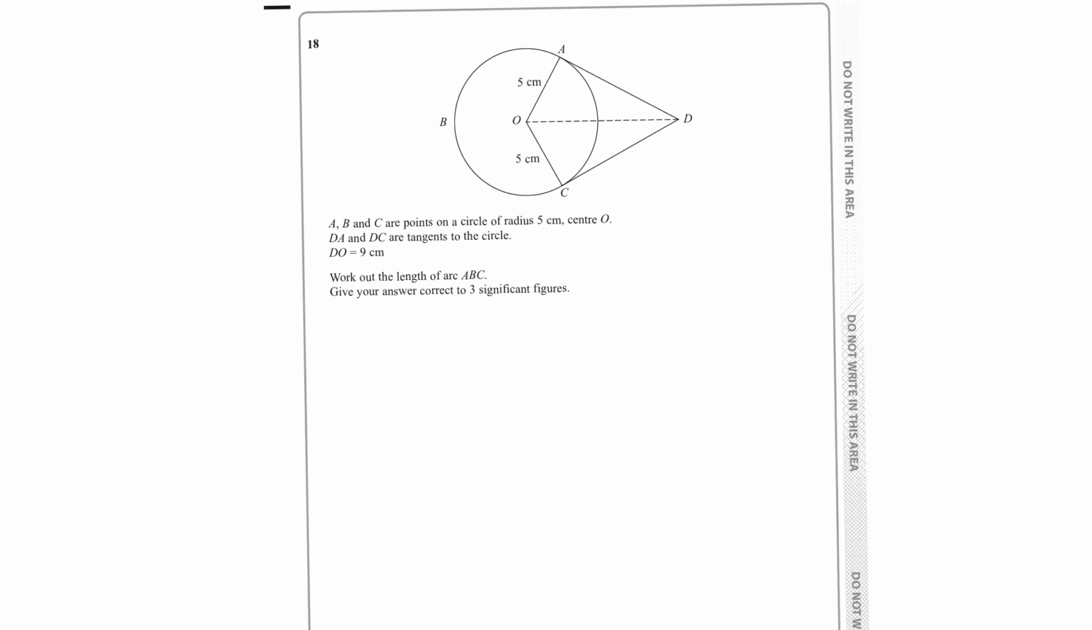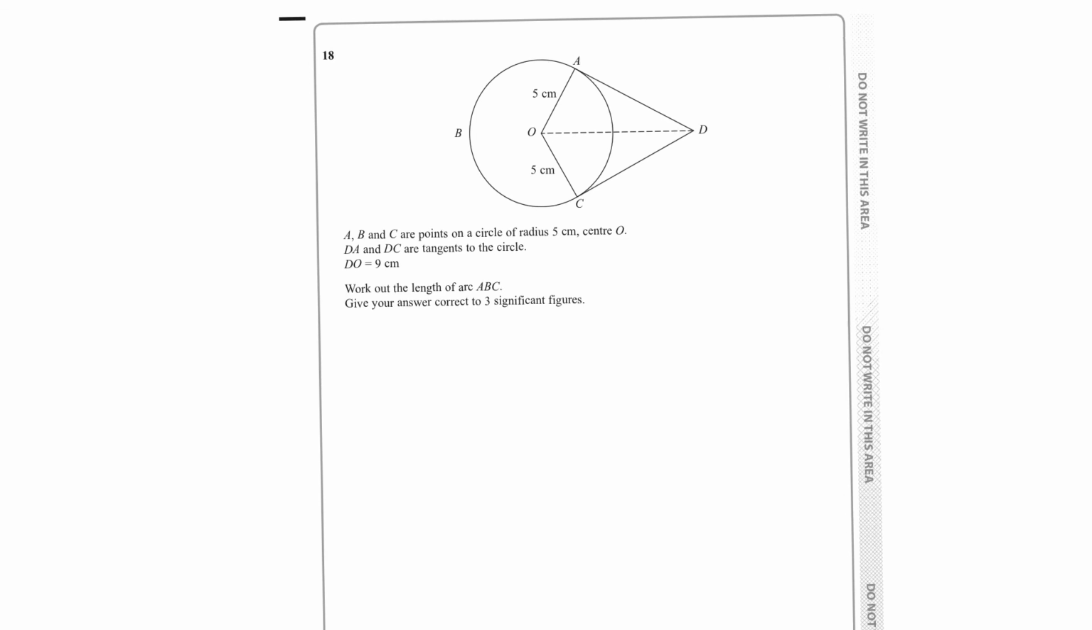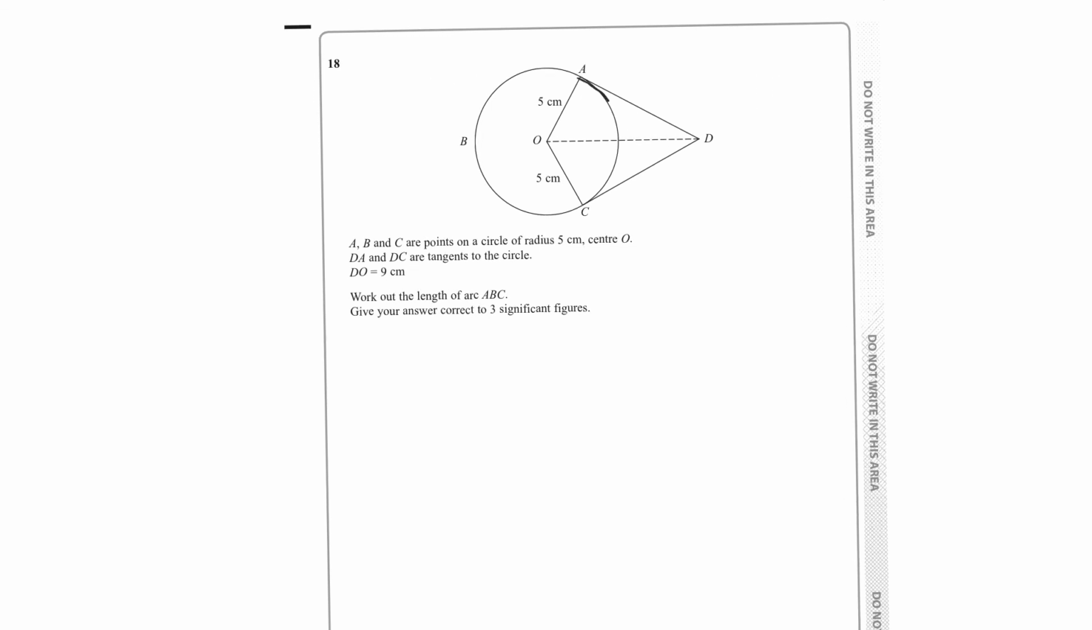Okay, so looking at question 18, it wants us to work out the arc length. Got a video up above of arc length and area of a sector. So let's have a look at what we are dealing with. It says work out the arc length ABC. Remember, arc length is part of the circumference. So it wants us to work out that arc length. But in order to do that, we need to do this bit by bit.